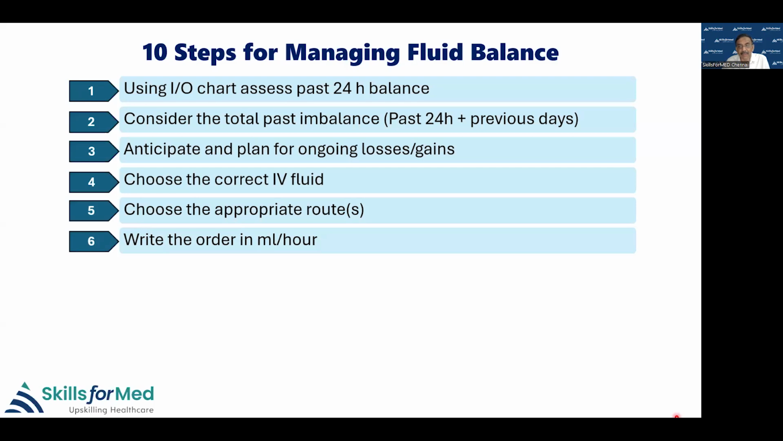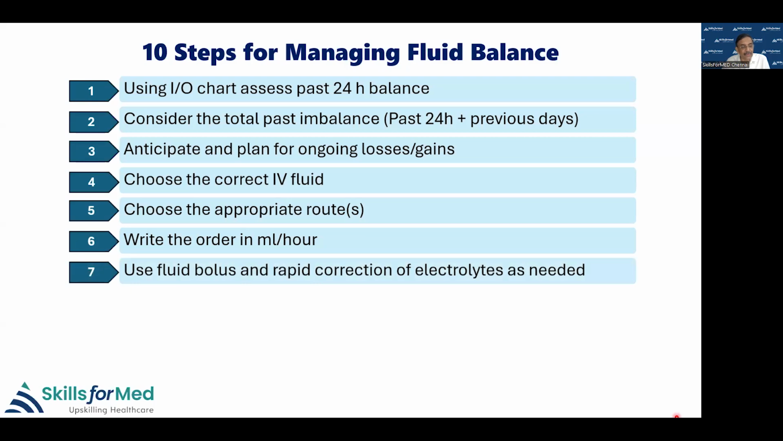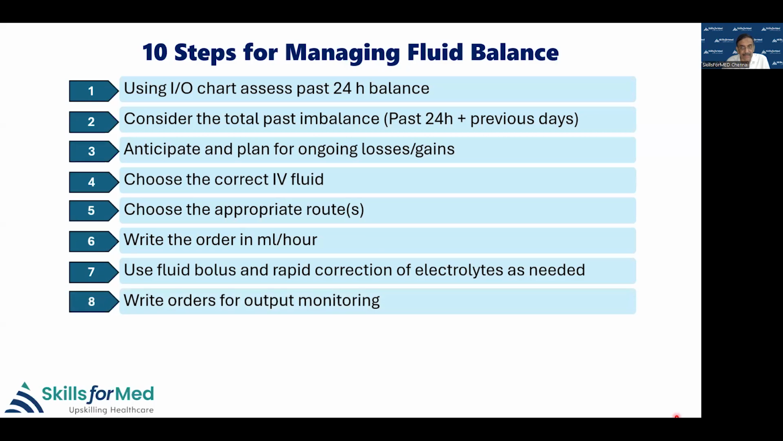Write the order in ml per hour. The nurses will convert it into drops per minute. Use the fluid bolus and rapid correction of electrolytes as needed. This is for complex patients who are either having fluid deficit or electrolyte imbalance. Then you need to correct it. Write orders for output monitoring. How often do you want the output to be monitored? It has to be continuous or hourly. You need to write proper orders. Otherwise, there's no point coming the next morning and shouting that they have not done the input output properly. Your order should be very specific.